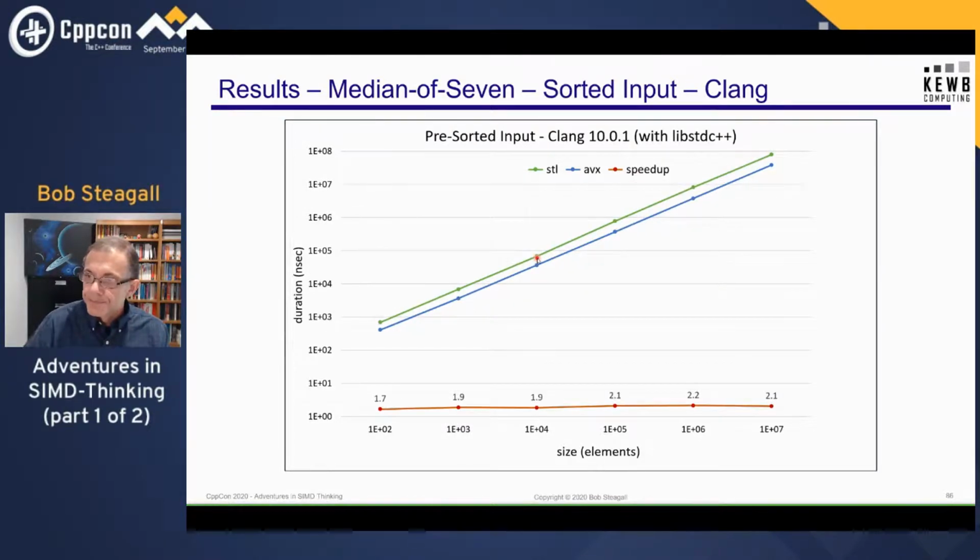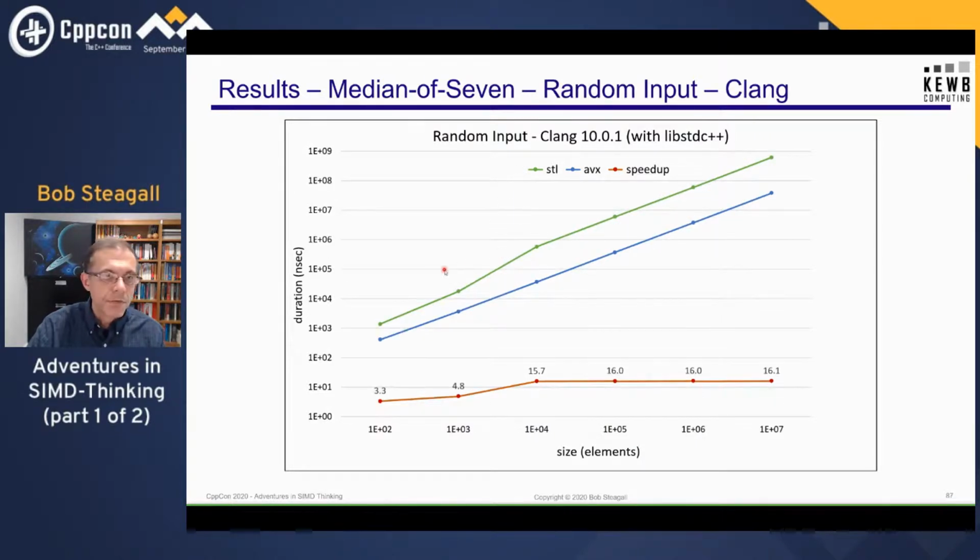Clang was interesting. With Clang, the performance difference between AVX and STL was much tighter. And interestingly enough, on the same platform, Clang was actually creating faster code with libstdc++ than GCC was in terms of absolute execution times. So the factor difference here asymptotically was around 2. Still nothing to sneeze at, and I think that's a pretty good speed up in this case.